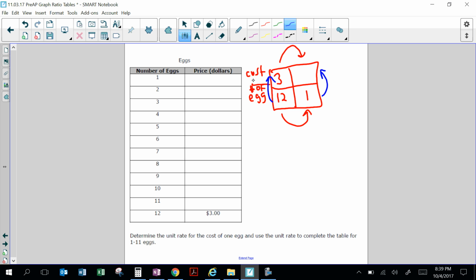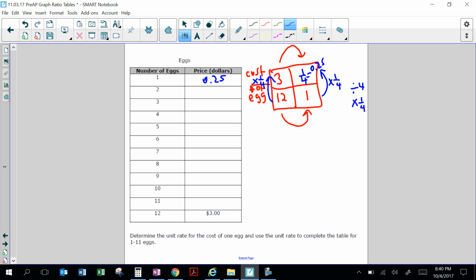by 4, which is really times 1/4, because remember, divide by 4 is really multiplying by its reciprocal, times 1/4. So 1 times 1/4 is 1/4. What is 1/4 of $1? 25 cents.